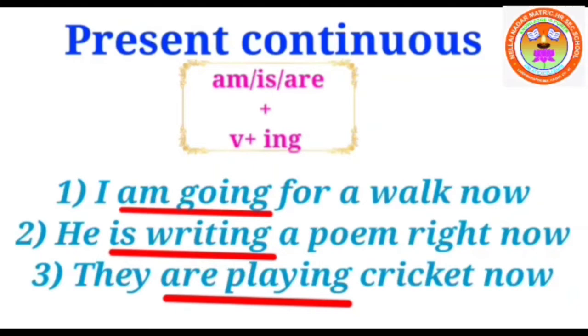The usage of present continuous is to indicate an action occurring at the time of speaking, or to indicate a temporary action that may not be occurring at the time of speaking. That is the usage of present continuous tense.